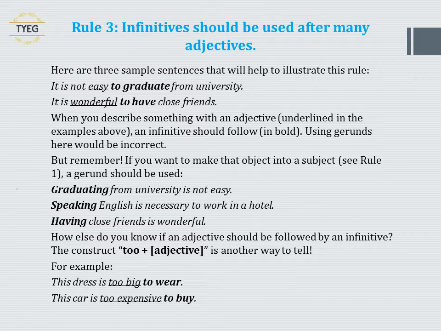When you describe something with an adjective underlined in the examples above, an infinitive should follow in bold. Using gerunds here would be incorrect. But remember, if you want to make that object into a subject, see Rule 1, a gerund should be used. Graduating from university is not easy. Speaking English is necessary to work in a hotel. Having close friends is wonderful.